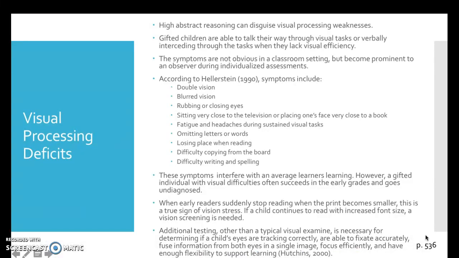When early readers suddenly stop reading when the print becomes smaller, this is a true sign of vision stress. If a child continues to read with increased font size, a vision screening is needed. Additional testing other than a typical visual exam is necessary for determining if a child's eyes are tracking correctly, are able to fixate accurately, fuse information from both eyes into a single image, focus efficiently, and have enough flexibility to support learning.